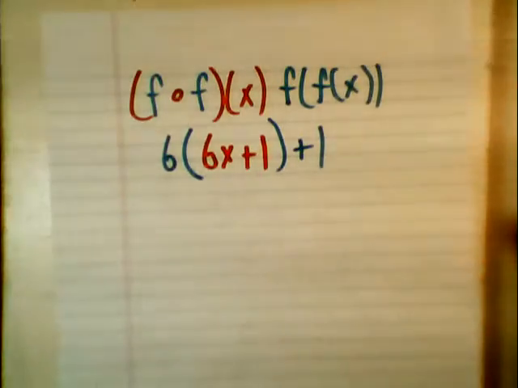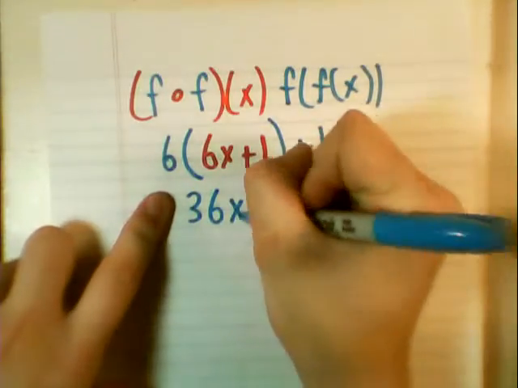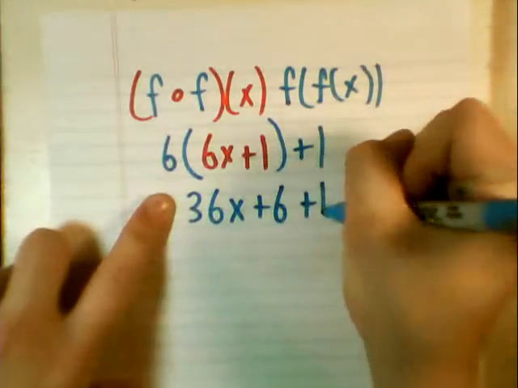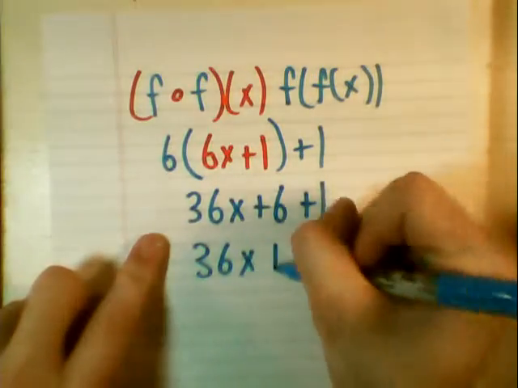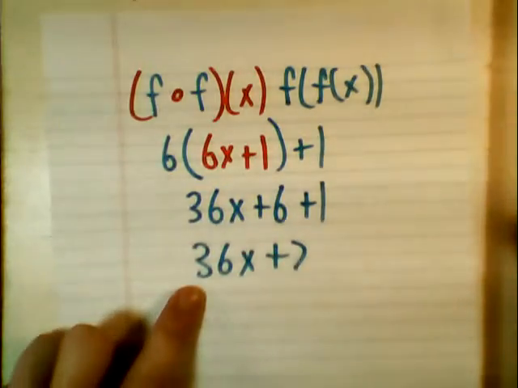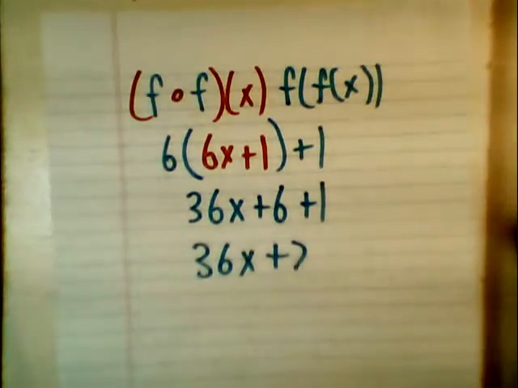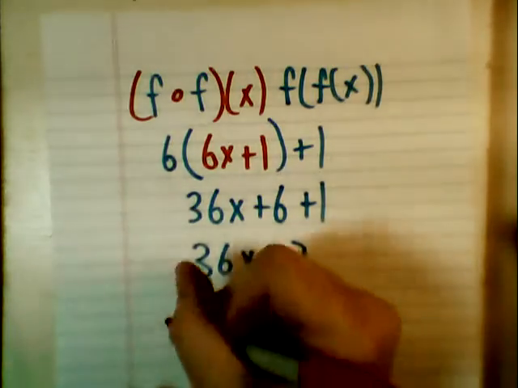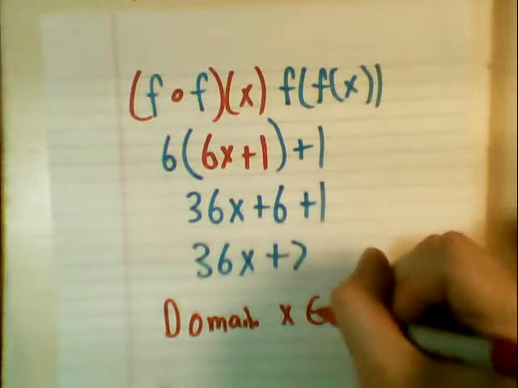So now let's go ahead and distribute this 6. We get 36x plus 6 plus 1. Let's combine these: 36x plus 7. So that is your function for f of f of x. And since that's not a rational, it has no domain restrictions, and its domain is all real numbers, or x is an element of the reals.